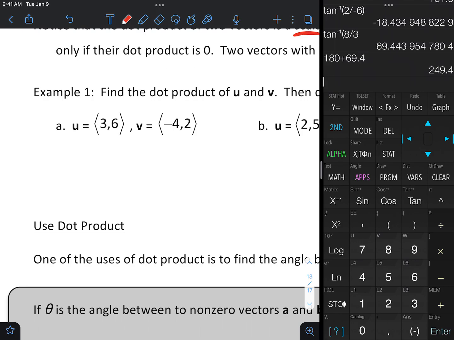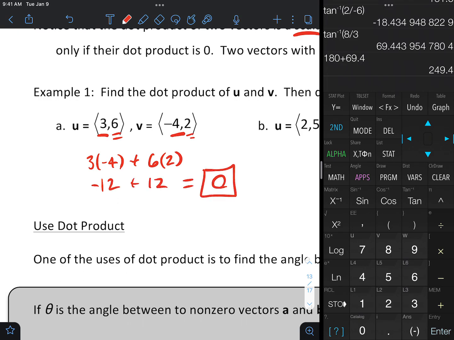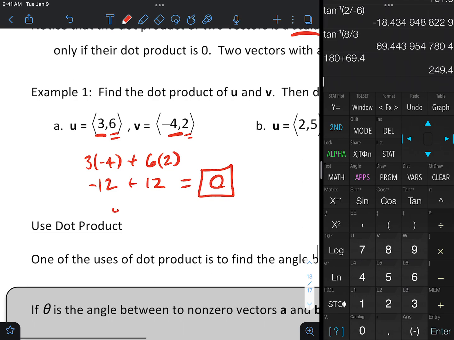So let's try it out here. Take your two x pieces and multiply them together. 3 times -4. And then you'll take your two y pieces, 6 and 2. And then you will add those together. And your dot product here is actually 0 right there. So since that happens, you can say that these were orthogonal.